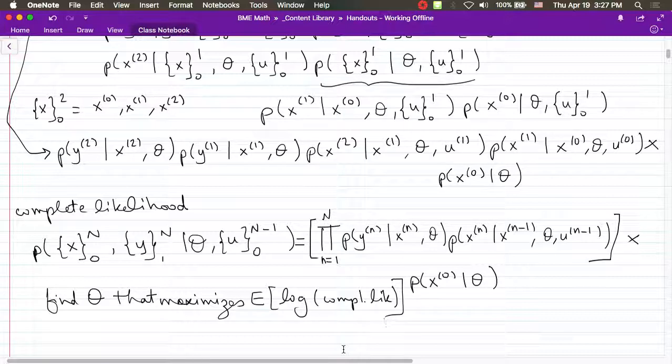Now, the problem that we have is easier than that. We can find analytic solutions to it, and so that's what we're going to do today. We're going to find the derivative of the complete likelihood with respect to the parameters that we're interested in, and that'll be the solution that we're looking for.